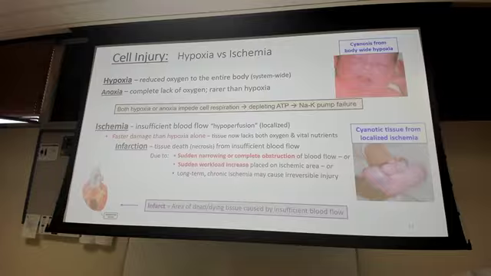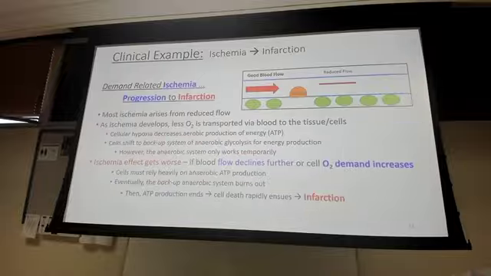And then if we have a sudden workload increase, so say we have an ischemic area, and all of a sudden we need a high level of oxygen, say we go for a run or go up a flight of stairs, now that baseline metabolism where we normally function is no longer adequate because we need more oxygen, but we don't have enough to use. And this is an example of that.